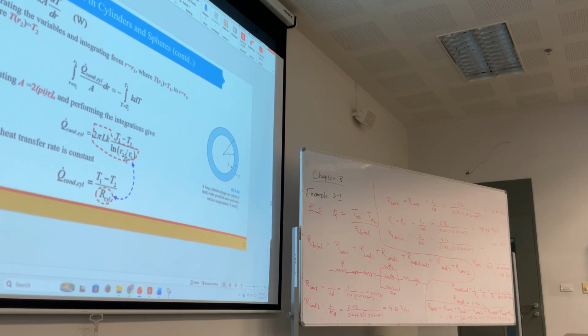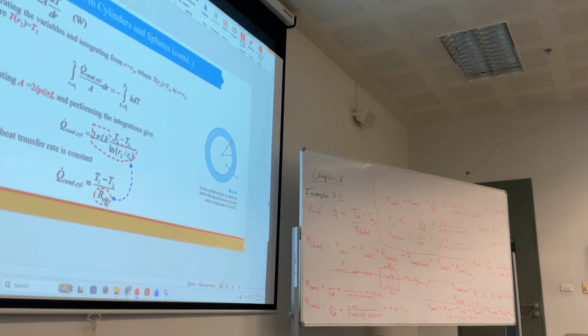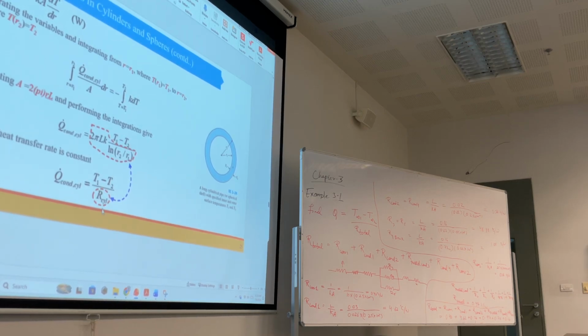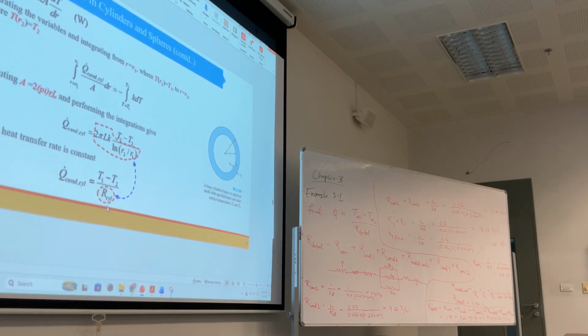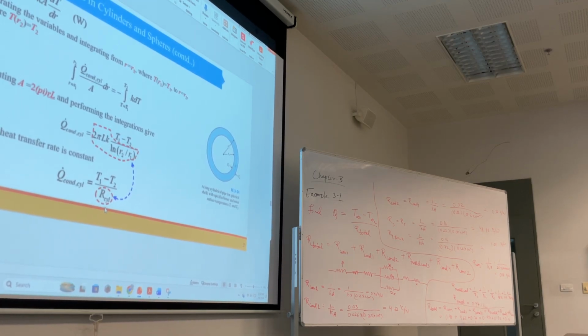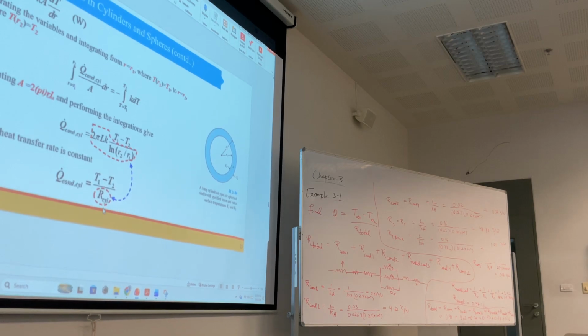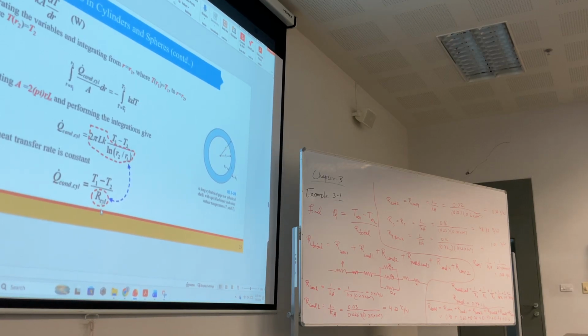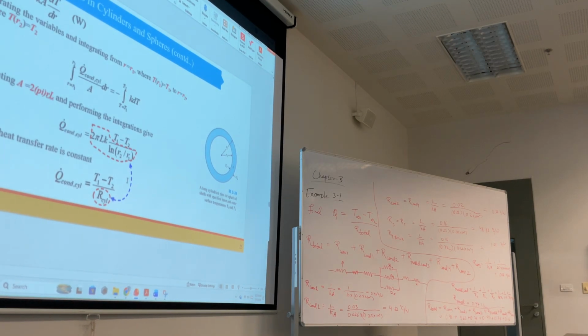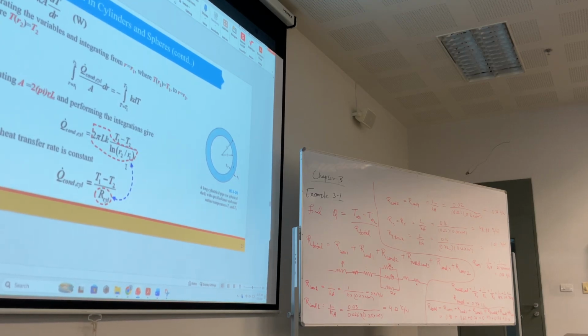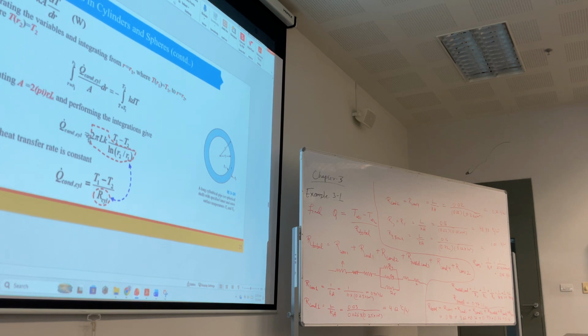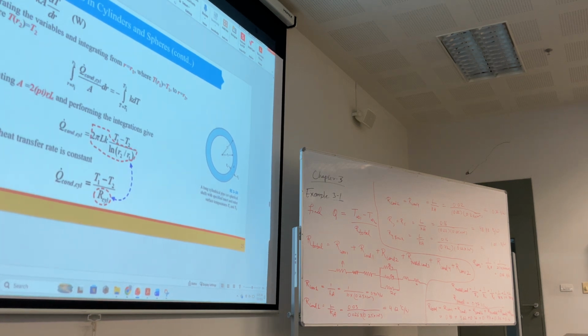But since we are using thermal resistance analogy, we are going to replace it by R cylinder, just like we were doing in the plane wall. In the plane wall, the resistance for conduction is L divided by kA. In cylinder, it is this. Then ln R2 divided by R1, divided by 2 pi L k. Okay.